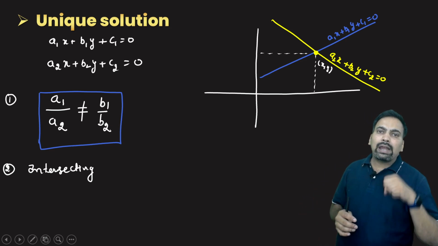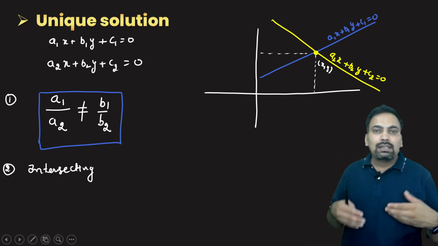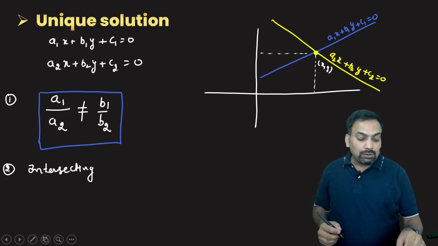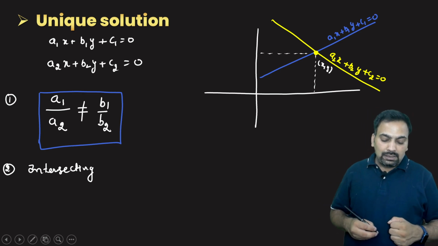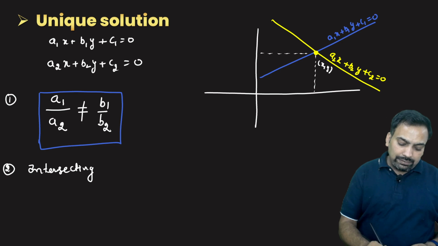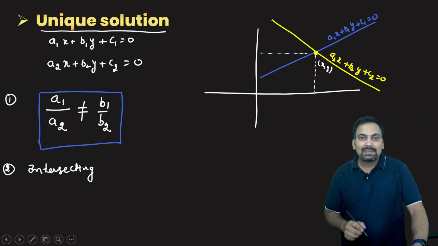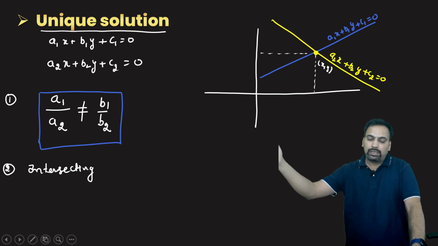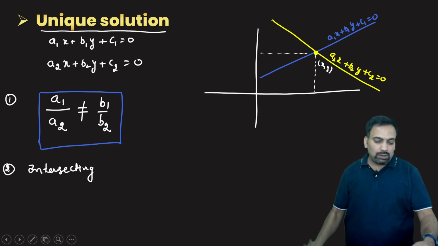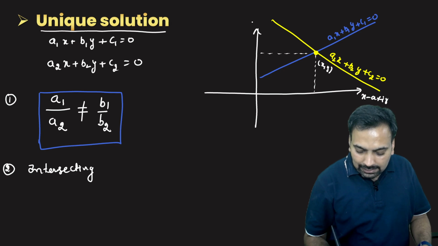Here, how to identify whether these equations give us a unique solution, no solution, or infinite solutions. Method one is just finding the ratios of the coefficients. If the ratio a1 upon a2 is not equal to b1 upon b2, it is called a unique solution. To remember this, think of intersecting lines: a1/a2 is not equal to b1/b2, no need to check c1/c2. This is the x-axis, I forgot to tell, and this is your y-axis.